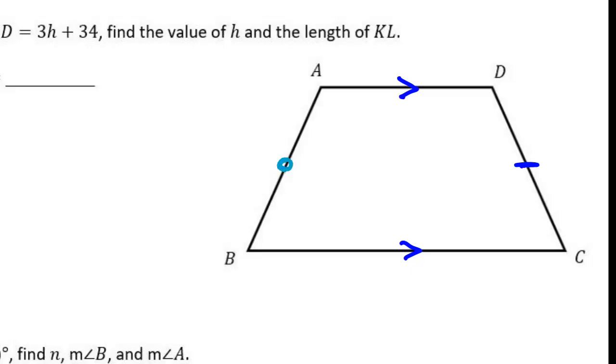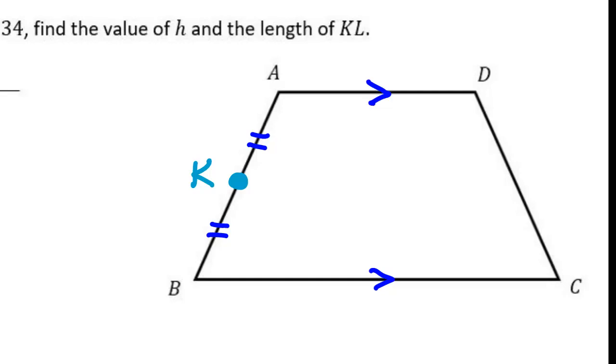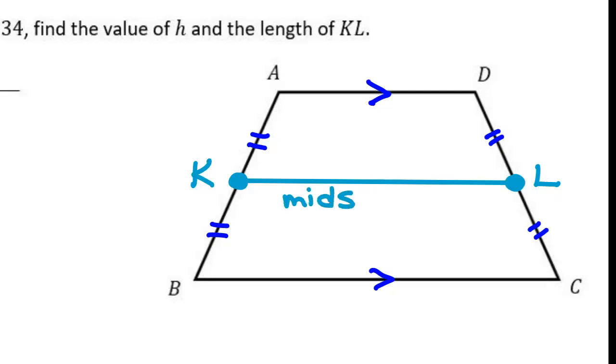So I'm going to put K over here on side AB. Since it's the midpoint, that means it's splitting this leg into 2 congruent parts. And L would be doing the same thing to the other leg, again splitting that leg into 2 congruent parts. And because DC was the same size as AB to begin with, all 4 of those little segments are congruent to each other. So here's my mid-segment.